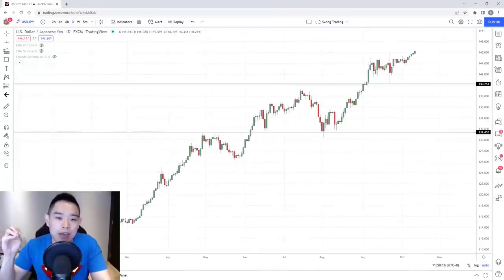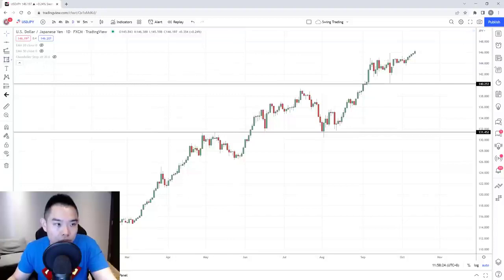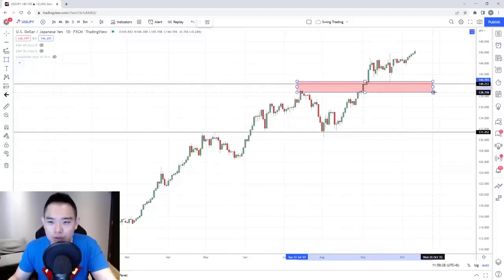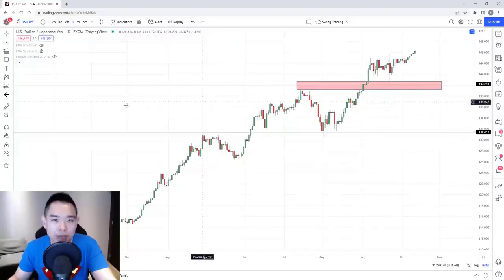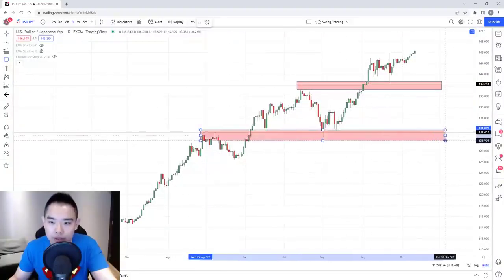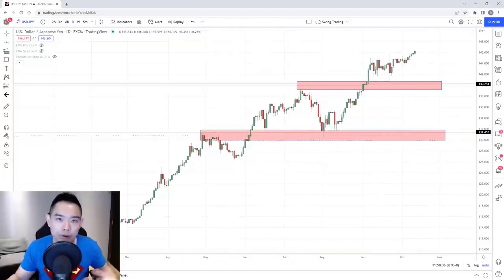Now, I have drawn lines, but for those of you who want to take things a step further, maybe you want to look at it in terms of an area, you can use this tool over here, the rectangle tool, and just highlight it as an area. Whatever color you like, those who like red, have it in red. Those who like pink, have it in pink, blue, whatever. And this is another one that you can draw over here. So you can see now you have these two areas of support on your chart that you know, hey, these are areas on the chart that I want to look for buying opportunities.